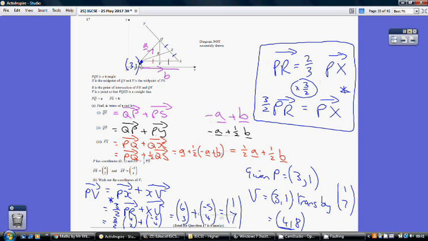Now given that the coordinates of P are (3, 1), to get from P to V I've got to go 1 along and 7 up. So translating the coordinate (3, 1) by the vector (1, 7), I get 3 add 1 is 4, 1 add 7 is 8. So the coordinates of V are (4, 8).